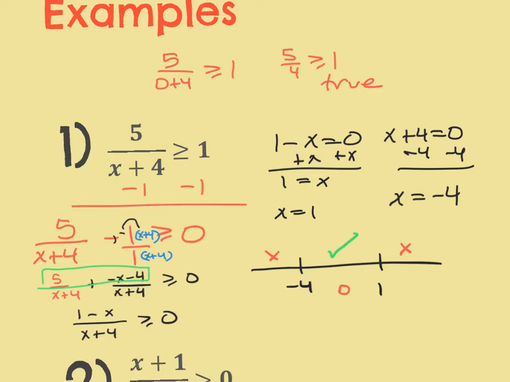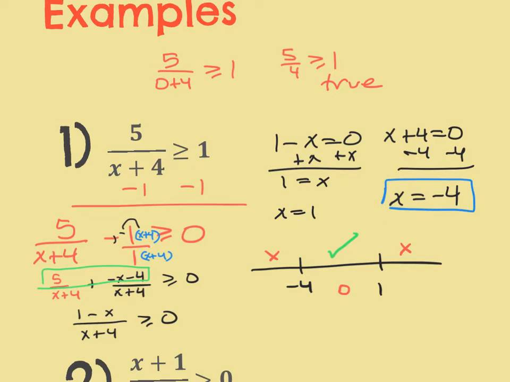Now here's the tricky part. Remember, when we were solving the rational equations, whenever we got an answer, we had to check it to make sure it didn't make the denominator 0? Notice this answer that I just got, -4, when I plug that into my denominator, it makes my denominator 0. So all I'm going to do is change the bracket that should have been around that number to a parentheses.